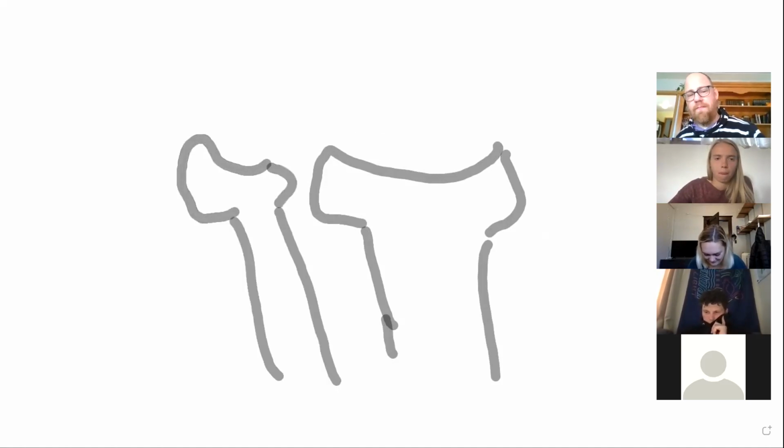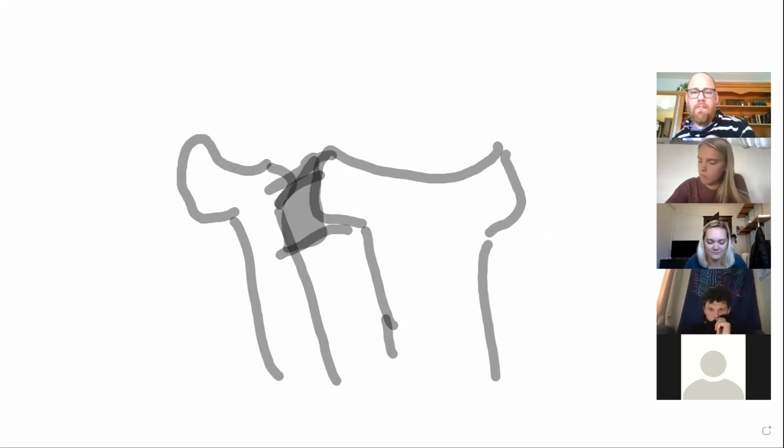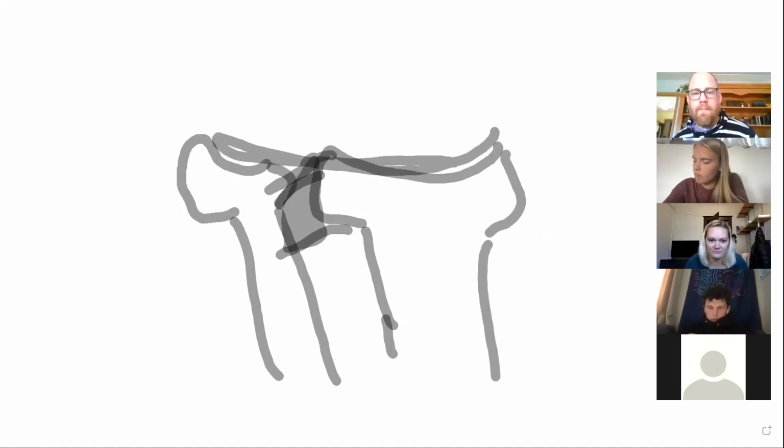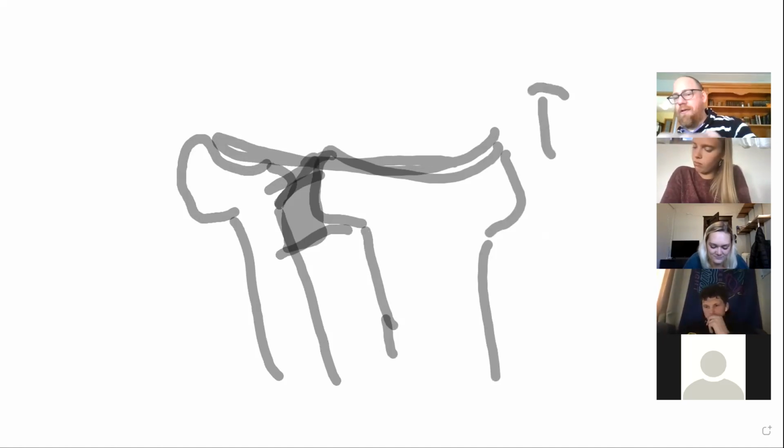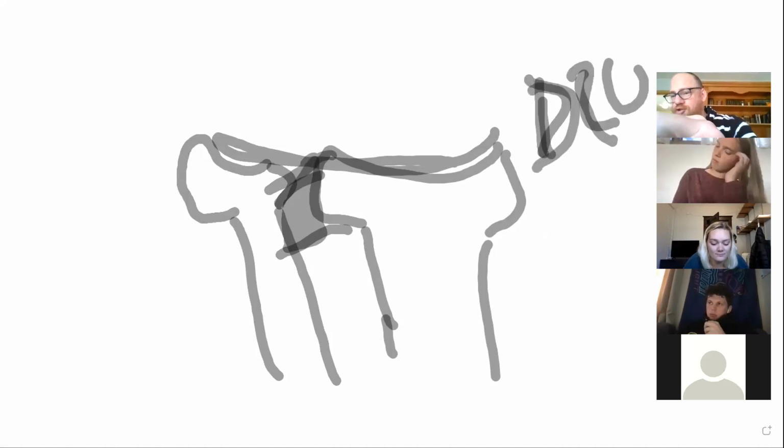Just like that. Okay. So by the way, what articulation is this called? You guys remember from yesterday? What's this called? Name that joint. Distal radial ulnar joint. You got it. The distal radial ulnar joint, or the DRUJ. Okay, distal radial ulnar joint.